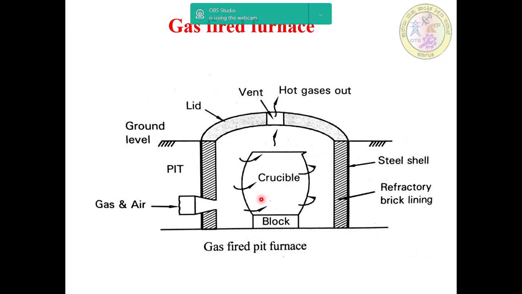The flame will sweep around the crucible, and the flame is used for melting. Once the metal reaches the desired temperature, the burner is switched off, and then the crucible is taken out and the molten metal is treated and poured. This is about the gas-fired pit furnace.